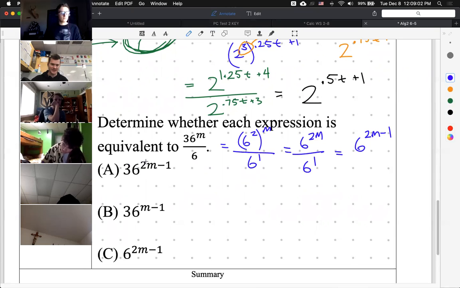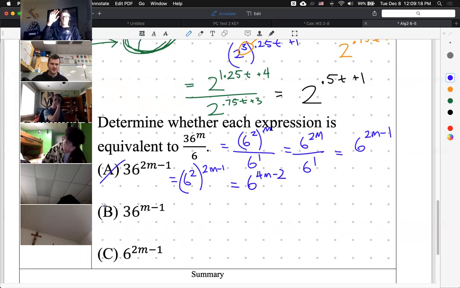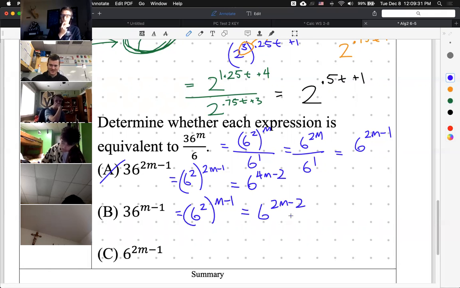You can clearly see that A is immediately not going to be the answer because I'm going to rewrite this as 6 to the power of 2 to the power of 2m minus 1, which means I have to distribute the 2. It's going to be twice too big, and I'll get 6 to the power of 4m minus 2. Can't be A. This one is looking promising, but it's also going to be wrong. I'll show you why. This is going to be 6 to the power of 2 to the power of m minus 1, which is 6 to the power of 2m minus 2, which is not the same thing as 2m minus 1. So really close again, but not B. The correct answer is going to be C because it is literally 6 to the power of 2m minus 1. It says it right there.